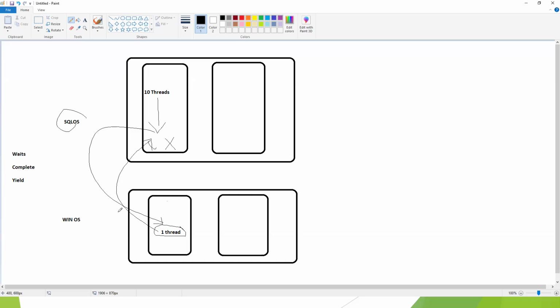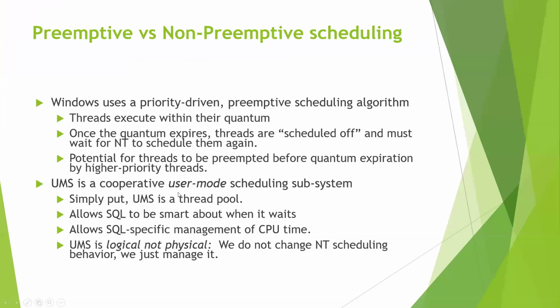Cooperating is nothing but communication. There will be communication between the threads. Whatever thread is coming out of the CPU will send a notification or signal to the thread which is there in the queue, saying, okay, you go ahead and execute as the next available thread. That is what we call cooperative user mode scheduling. Simply put, UMS is a thread pool, definitely a thread pool of threads.